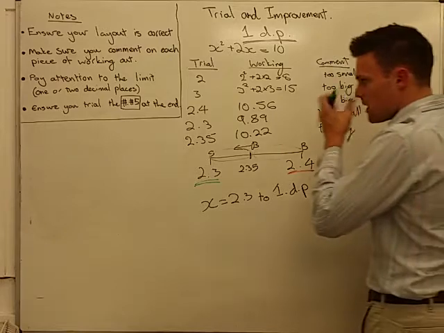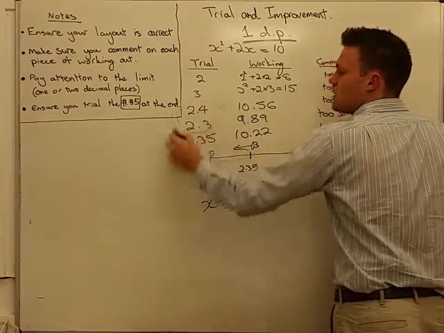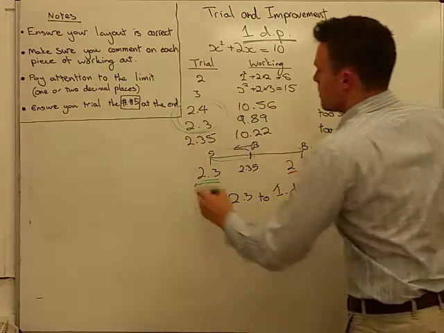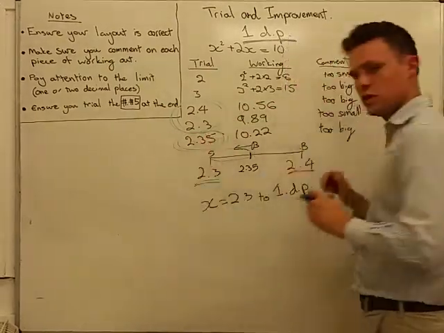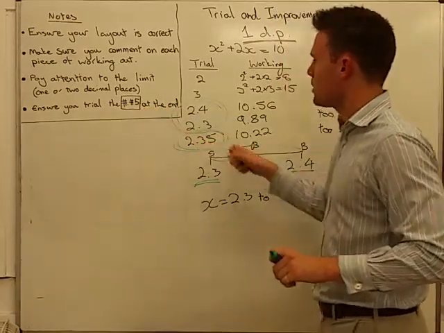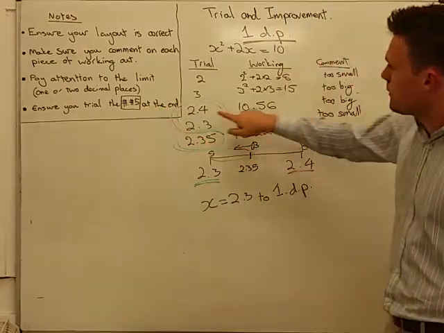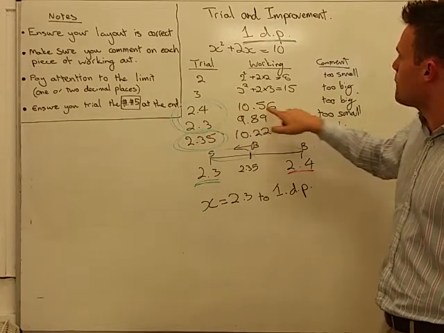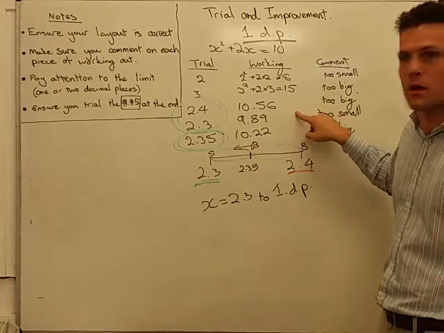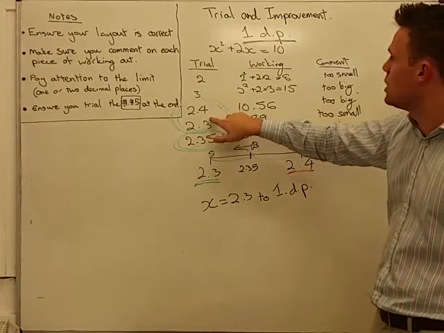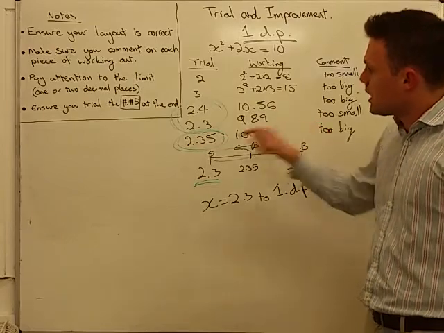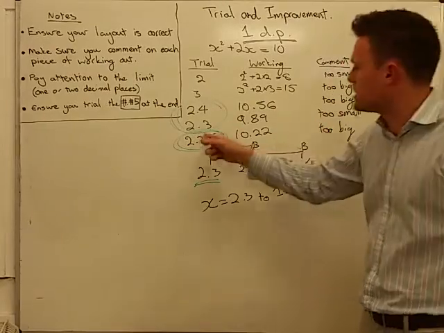Your marks come in for establishing your boundaries. Your marks come in for that. 2.35, establishing this middle bit, so you must trial 2.35. I don't care if 2.4 gave me 10.0001. Obviously then it's going to be closest to 2.4, because that will be where it is. I still have to trial the number in the middle, because that's where my marks are.